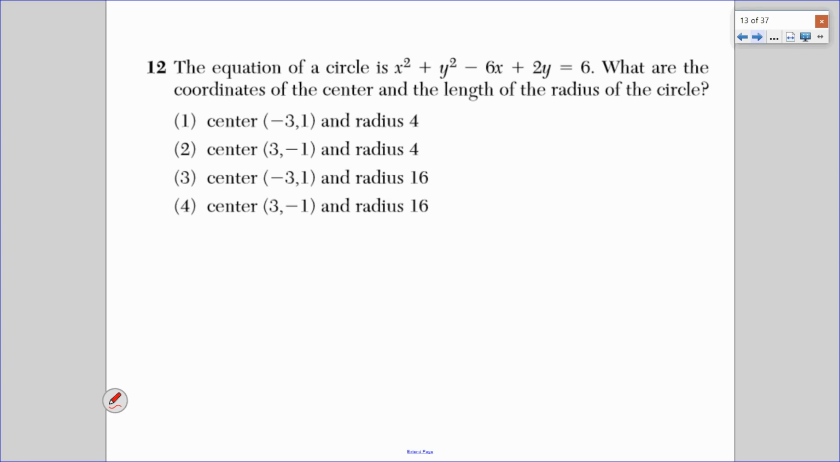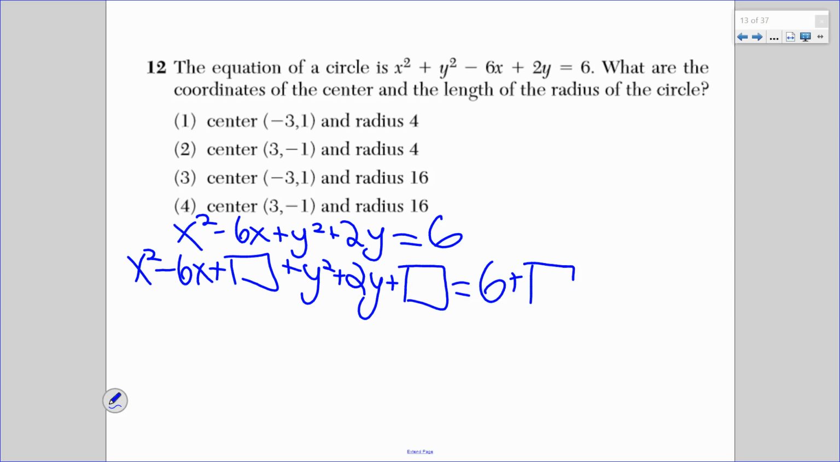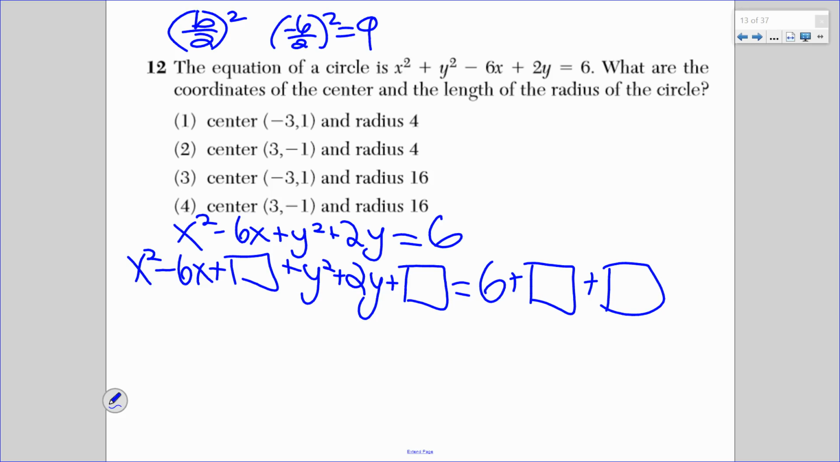Number 12. Know how to do this question. No excuse. Every single exam asks this. To put it in center radius form, I need to complete the square twice. So I'm going to start by writing all my x's together. X squared minus 6x plus y squared plus 2y. And I want my constants on the other side. Time to complete the square. I'm going to add my square to create a perfect square trinomial for each. For the x, for either one of them, you're always doing b over 2 squared to determine what goes inside. So for my x's, it's negative 6 over 2 squared, which is 9. And for my y's, it is 2 over 2 squared, which is 1.